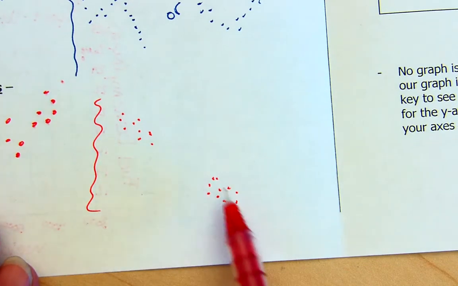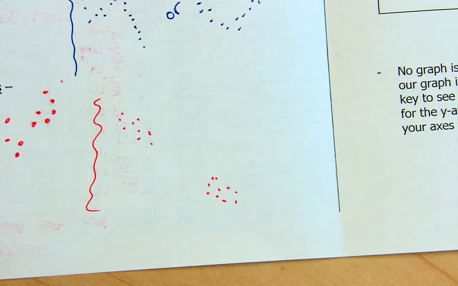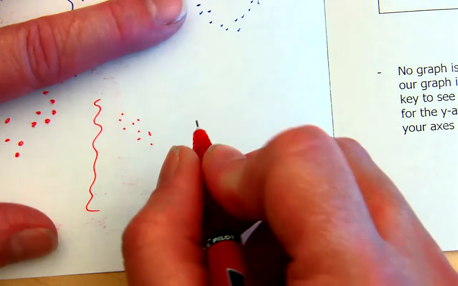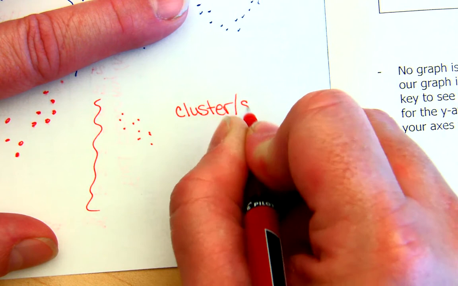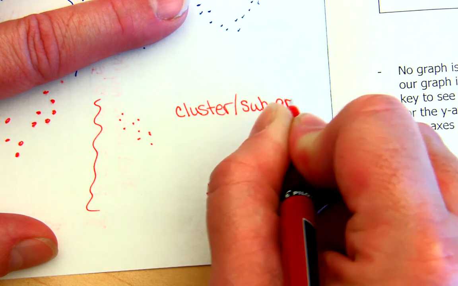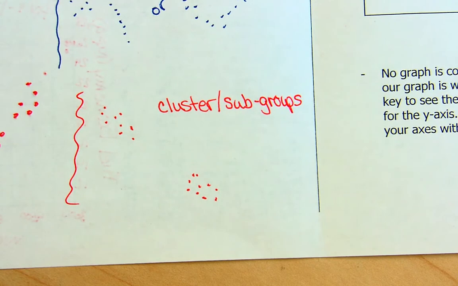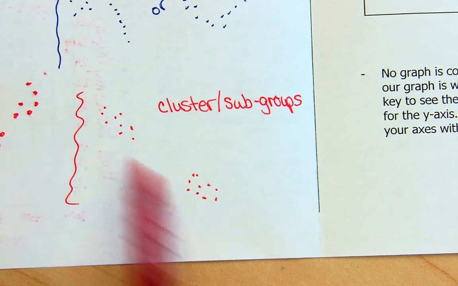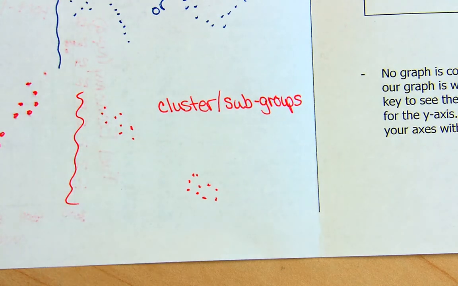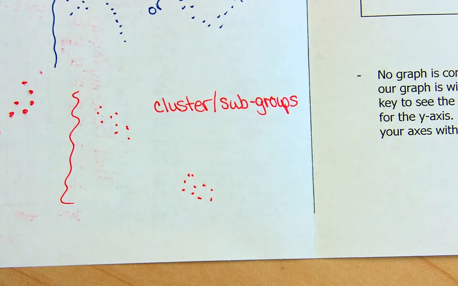Another thing that can happen with unusual features, sometimes you'll have the same trend all the way through, but you've got a group up here and a group down here and this big gap in between. So this is what we call either clusters or subgroups. You can either say there's a cluster here and a cluster here, or there are two subgroups of data. It's when we see a distinction between the groups of data.